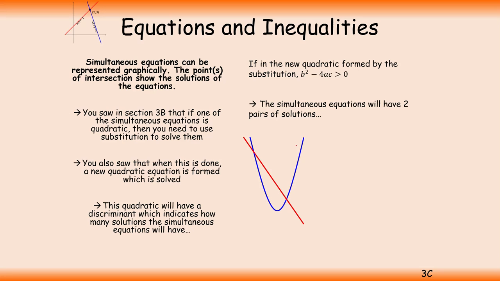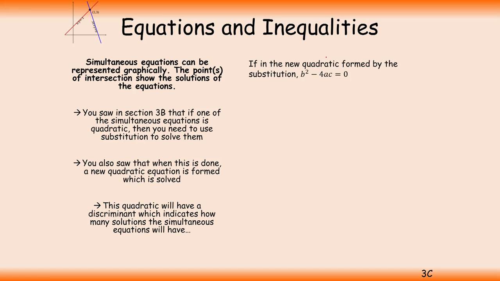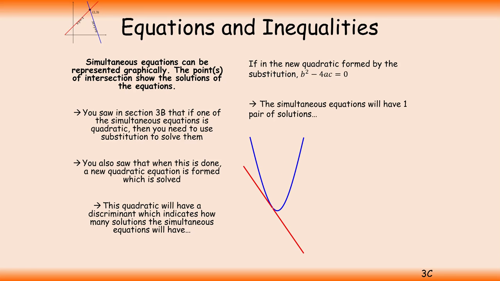It could look like that with a happy curve and a straight line through it, intersecting at 2 points, there and there. Or I could have a negative or a sad quadratic and it's intersecting at 2 points. So b squared minus 4ac greater than 0 gives us an indication that we've got two coordinates. b squared minus 4ac equals 0 means that the linear equation is a tangent to the quadratic, so it just touches it at one point, giving us a pair of solutions.